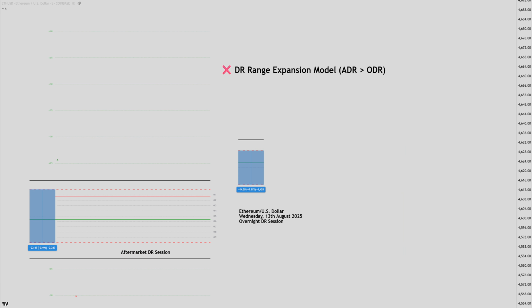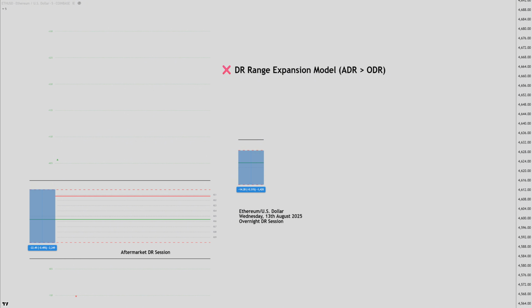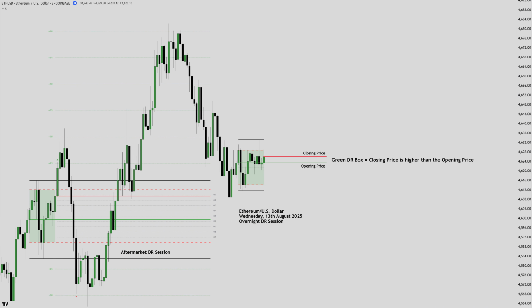With the overnight DR session being smaller than the aftermarket DR session, you can already exclude a DR range expansion model. The aftermarket and overnight DR session closed as a green DR box, already signaling strength in the market. With that being said, we have a roughly 70% probability for a DR long confirmation. And so it happens with the next 5-minute candle.